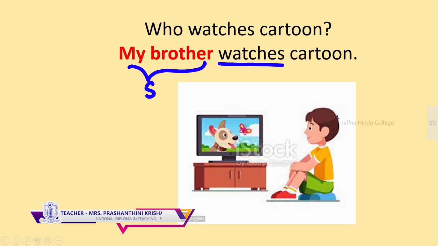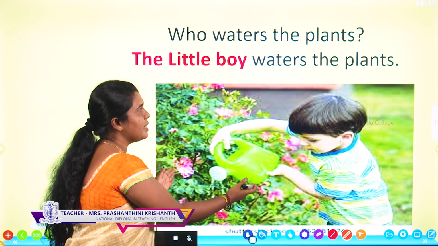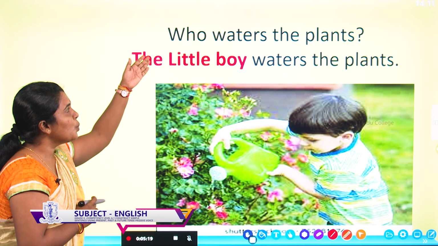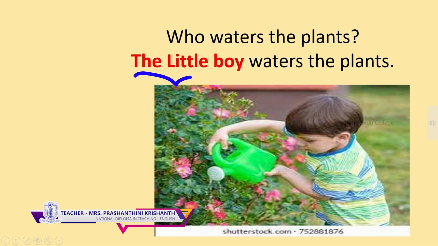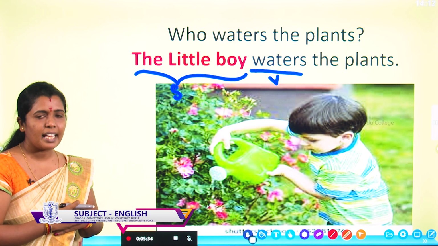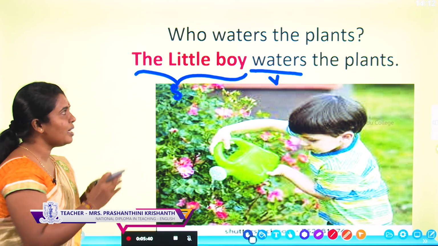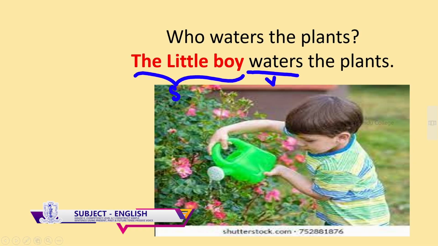See another example. A boy is here and what is he doing? He is watering. He waters the plants. So, who waters the plants? The little boy waters the plants. So, the watering is the action here. Who is doing that action? This subject, the little boy. So, it is an active voice sentence. Now you can understand what is active voice sentence.